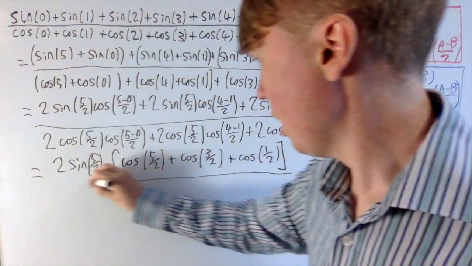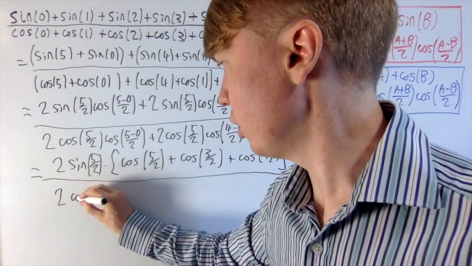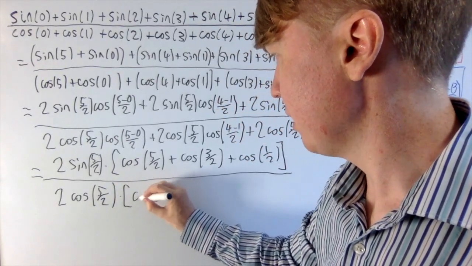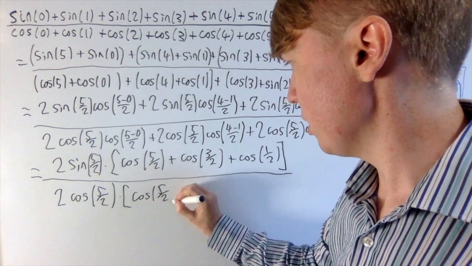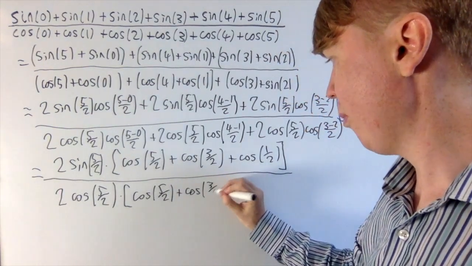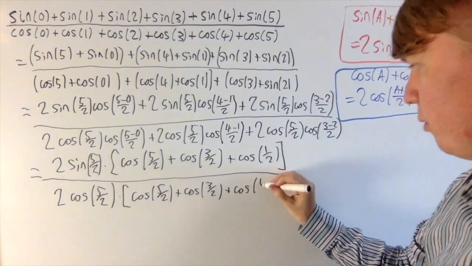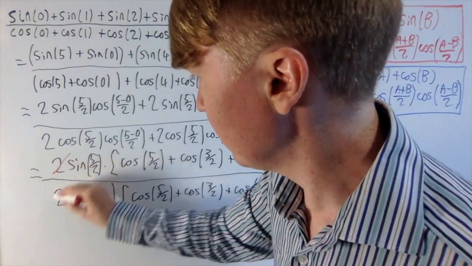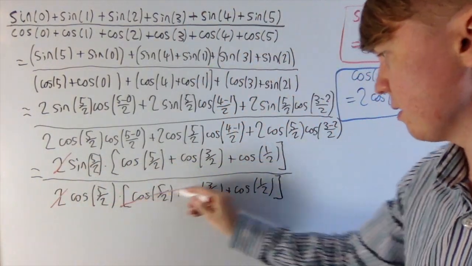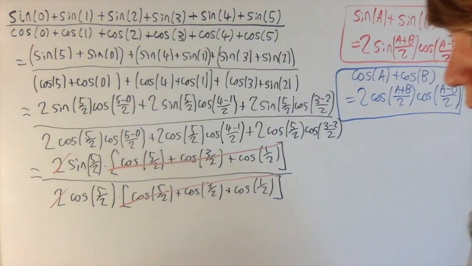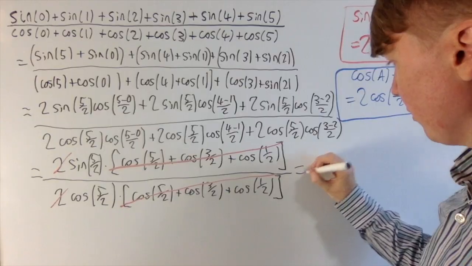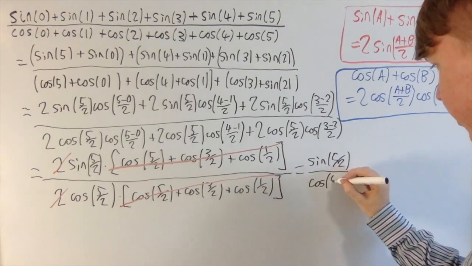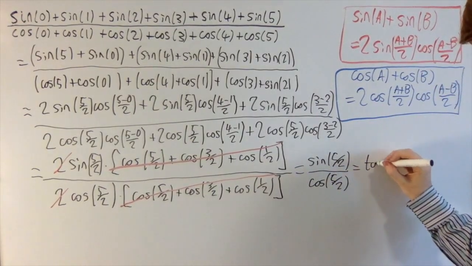in our numerator. And then what do we get in our denominator? We get something very similar, 2 cos 5 over 2 multiplied by the exact same sum, cos 5 over 2 plus cos 3 over 2 plus cos 1/2. This is really nice because you can see here your 2's cancel, and then actually this entire sum here cancels as well. So we get sine 5 over 2 divided by cos 5 over 2, which is just tan 5 over 2.